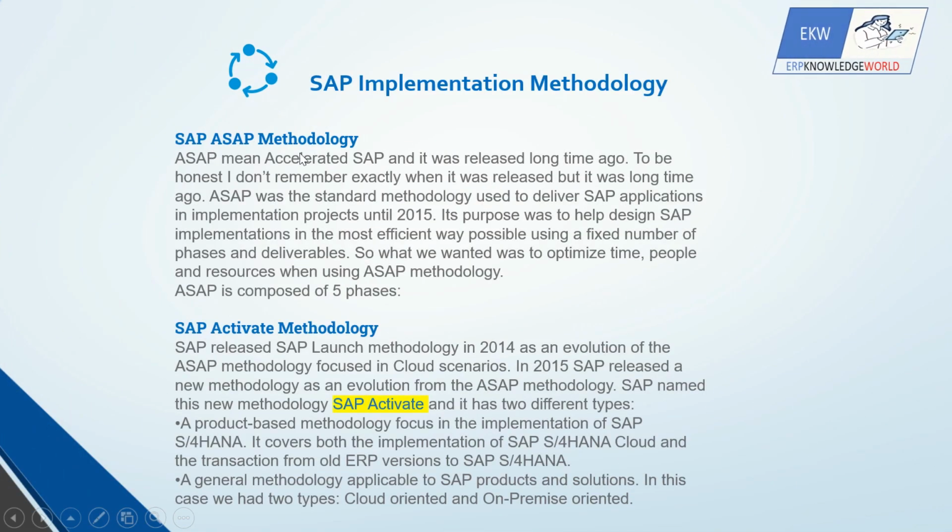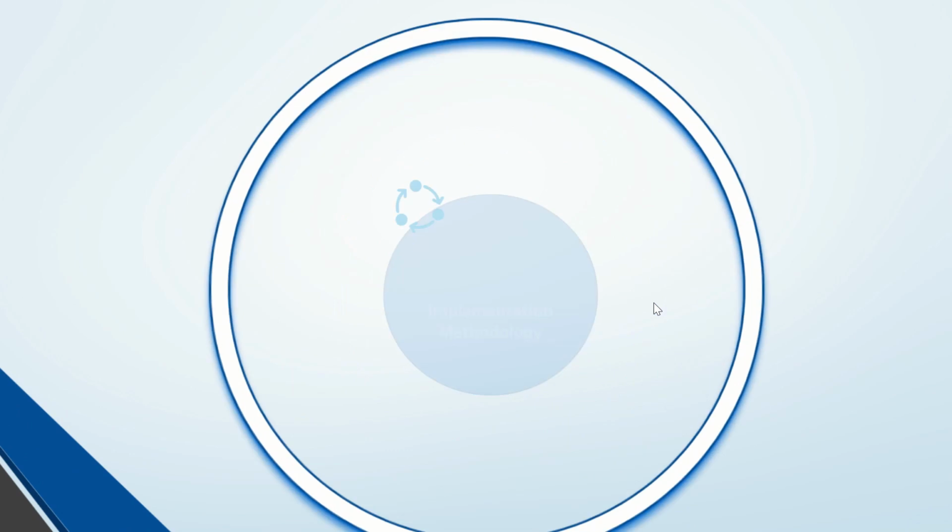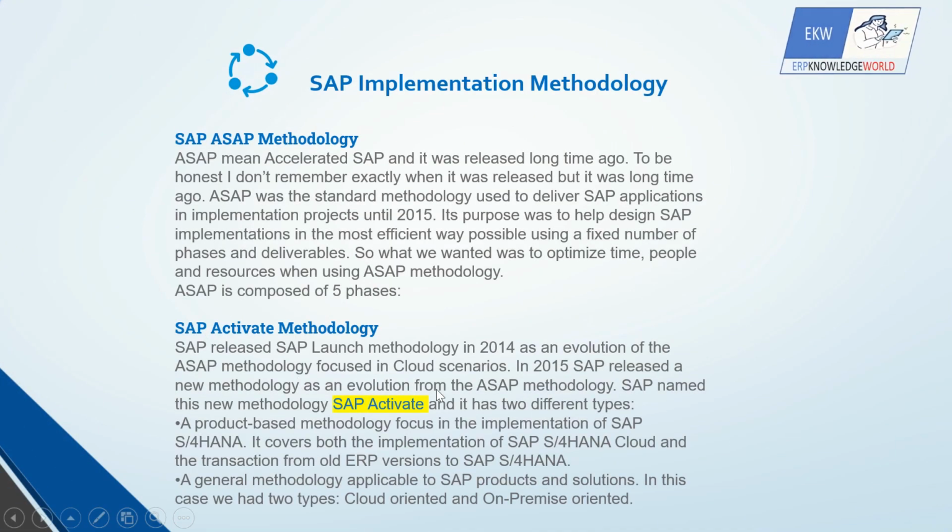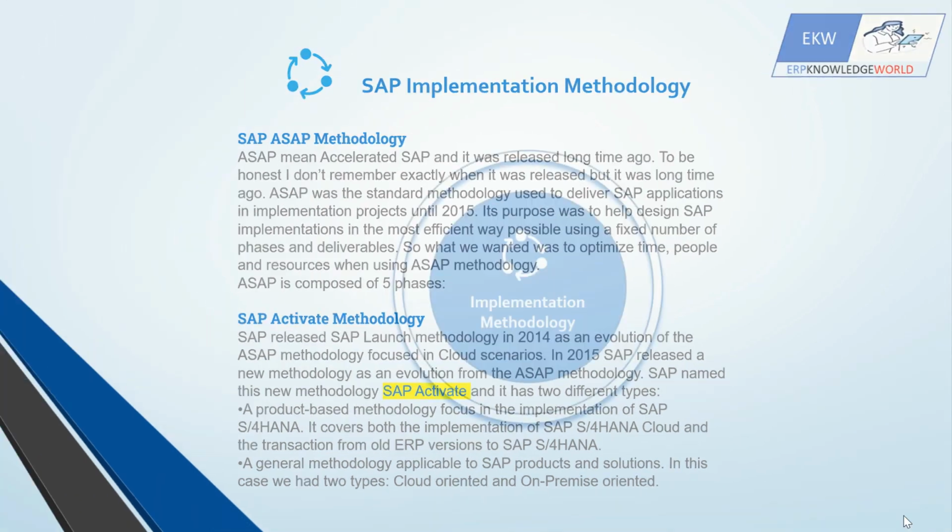So ASAP means the accelerated SAP methodology, and it was released a long time ago. To be honest, I don't remember exactly when, but this methodology was used to deliver SAP applications in implementation until 2015. After that, the Activate methodology came into the picture, and from 2015 onwards we are using this methodology. Basically this is used for cloud or on-premises. Here, as you see, I just covered the general methodology applicable to SAP products and solutions, which comes in two types: cloud oriented and on-premises oriented.